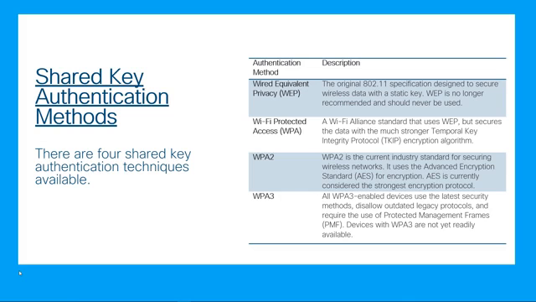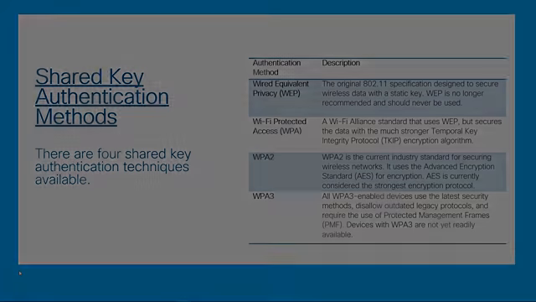The next one is WPA, which is Wi-Fi Protected Access. Wi-Fi Protected Access was based off of the original WEP standard. It secures data using a stronger TKIP encryption algorithm, but still is not the best way to go. WPA2 is the current industry standard for securing our wireless networks. This uses AES encryption, Advanced Encryption Standard. It's currently considered the strongest encryption protocol. Last, we've got our WPA3, which is our latest and greatest security method. It disallows outdated legacy protocols and uses PMF frames, Protected Management Frames. Devices with WPA3 are usually not readily available at this time in the market.